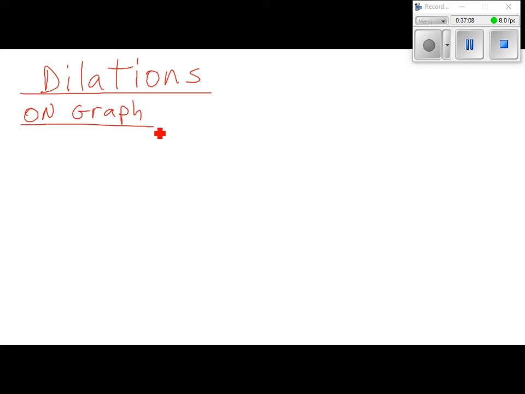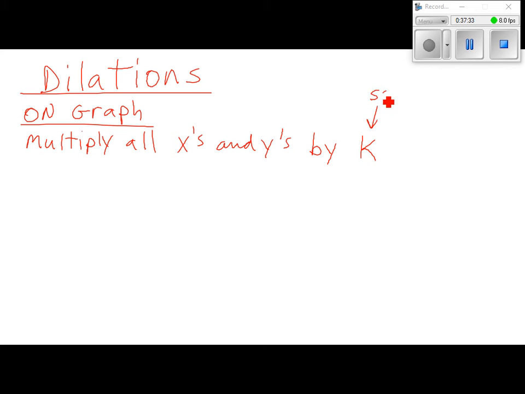So if we're on a graph, what do you do with all the coordinates if you're on a graph? Multiply all x's and y's by what? Which is called the what? The k, the scale factor. So multiply everything by the scale factor. Multiply everything by the scale factor.